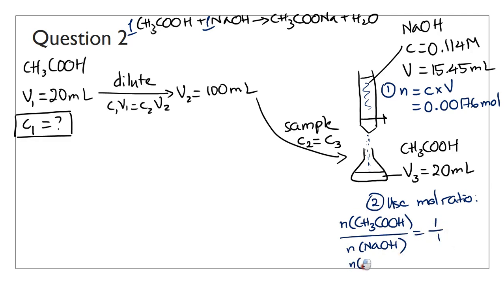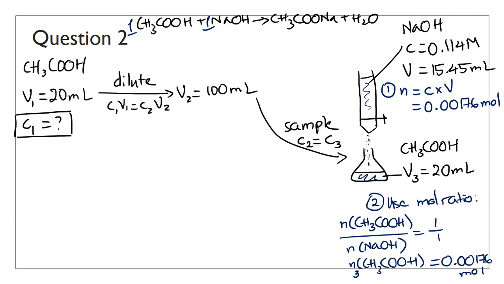Therefore, the number of mole of ethanoic acid is going to be the same as the number of mole of sodium hydroxide. So it's 0.00176 mole. And this is the number of mole of ethanoic acid in the conical flask. Let's call this N3. It is N3 of the third solution of ethanoic acid here.